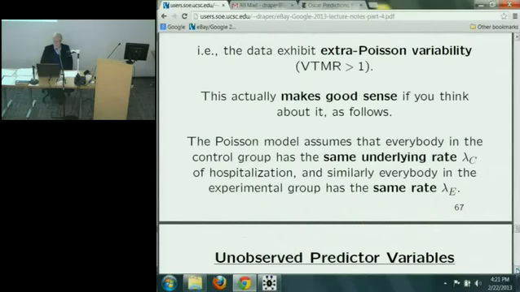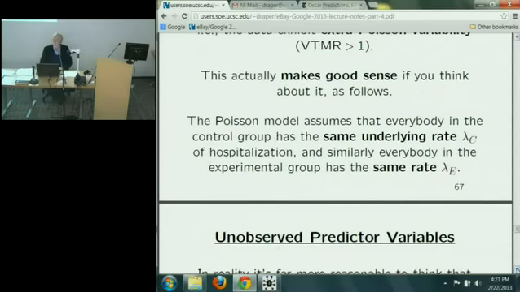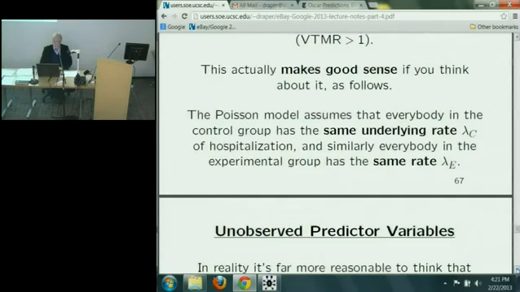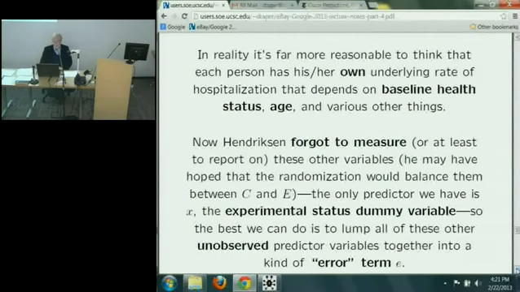And this actually makes good sense as follows, and now I'm going to repeat the argument that led us to those random effects. The Poisson model assumes that everybody in the control group has the same underlying rate lambda c of hospitalization, and similarly, everybody in the experimental group has the same rate lambda e, and it just wonders if lambda c and lambda e are different from each other. In reality, it's far more reasonable to think that each person has his or her own underlying rate of hospitalization that depends on things like baseline health status and age and other things.